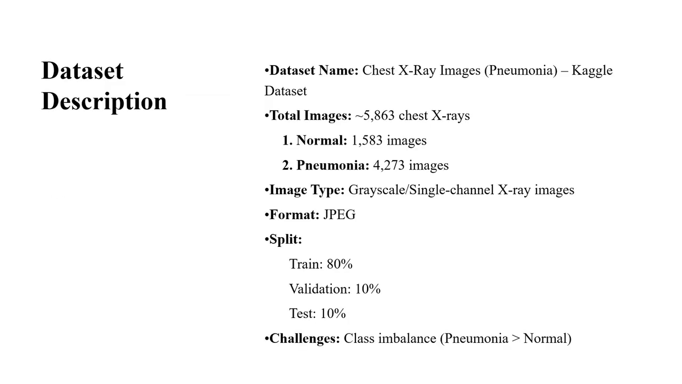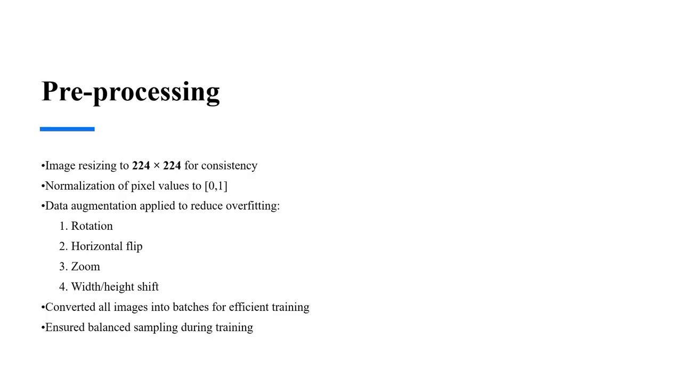We used the chest X-ray pneumonia dataset from Kaggle. It contains around 5,863 X-ray images with 1,583 normal and 4,273 pneumonia images. So it is slightly imbalanced. All images are grayscale in JPEG format. We divided the dataset into 80% for training, 10% validation, and 10% testing.